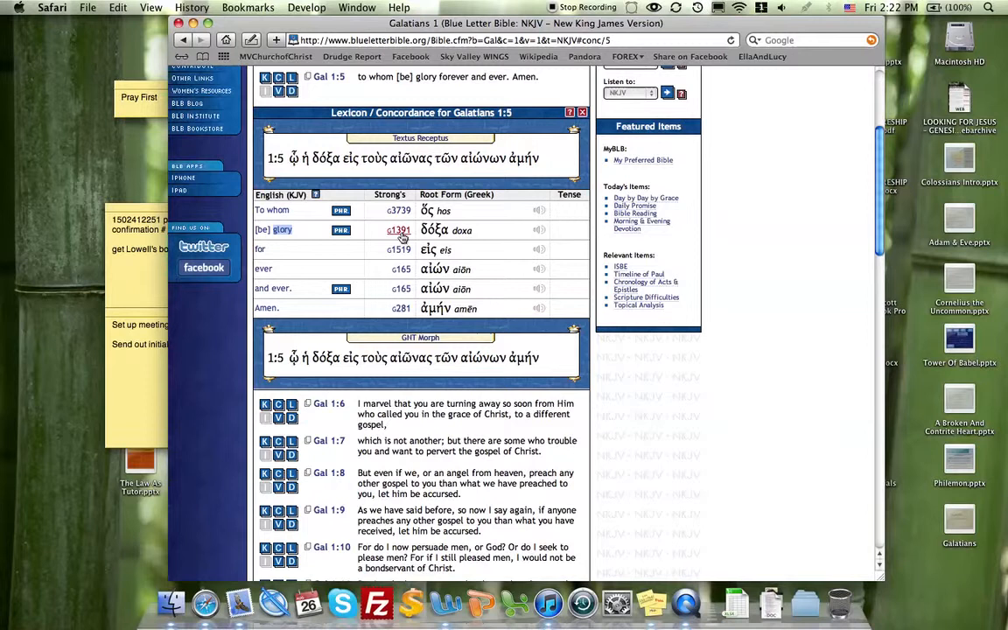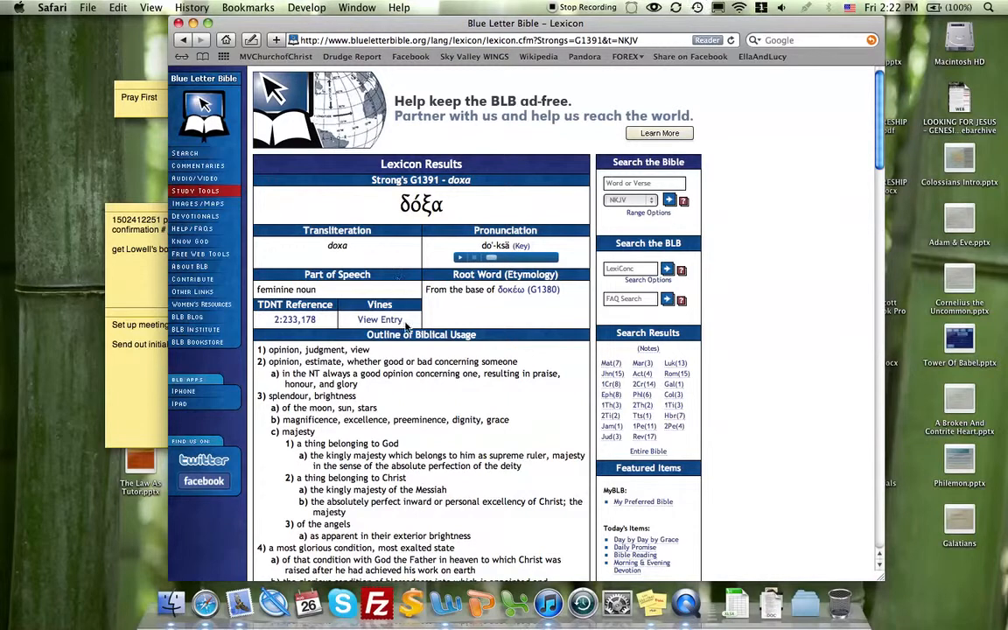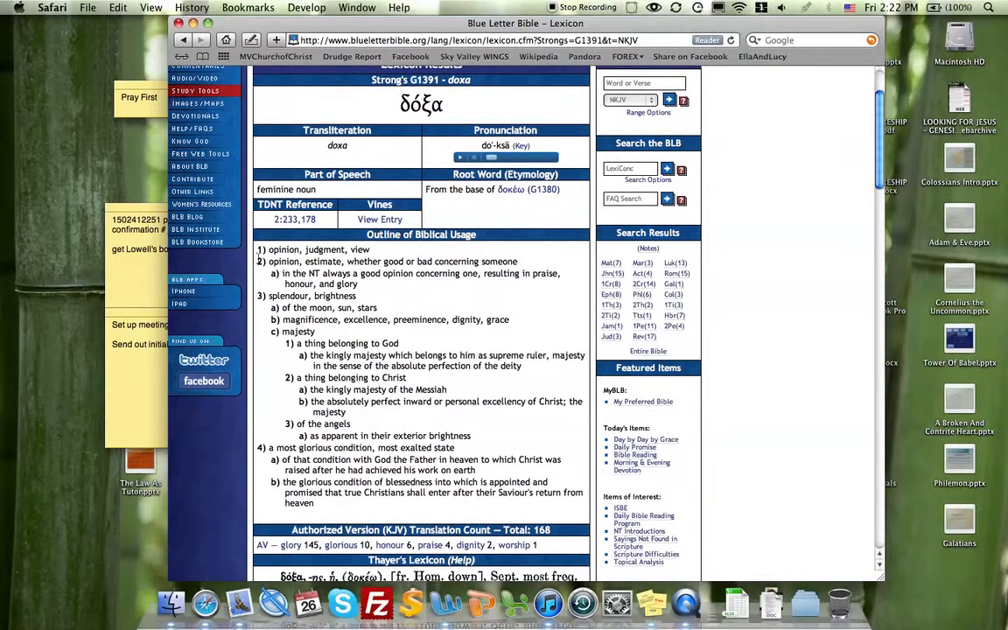All you need to know is that you need to click on that number, and when you do that, it'll bring you to a separate page. That page is the definition page for doxa, which we already saw is the Greek word for glory. That's what we're looking for. Now, as you look here, here is the outline of biblical usage for it, and there are your definitions. Glory is a word that's used so many times. There are some definite variations on it.